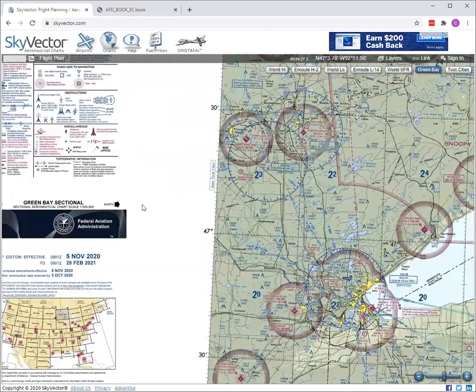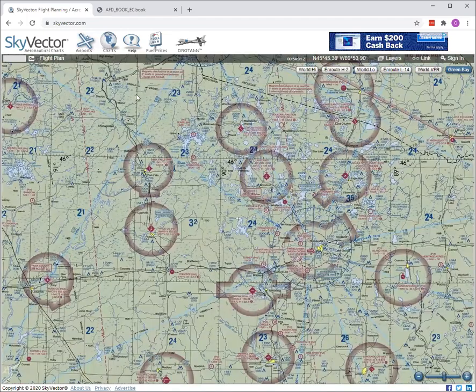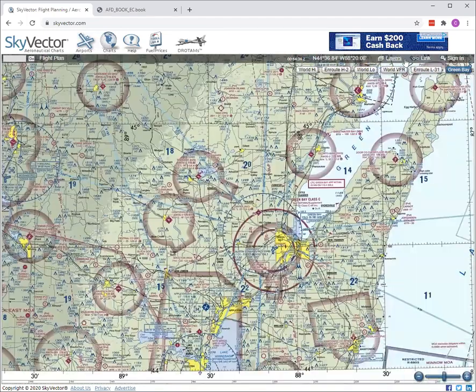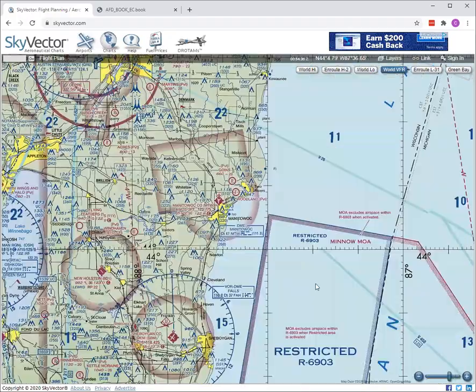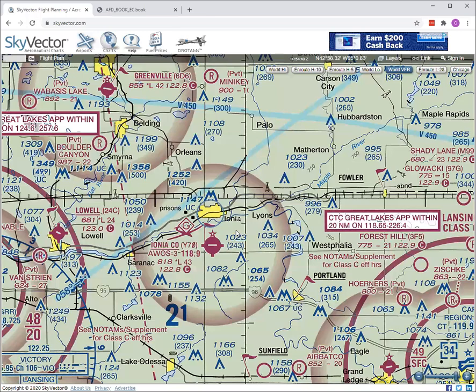All right, let's look at a few of these symbols. Yes, Ionia. Ionia County Airport has this glider symbol, and it means they have some sort of unusual activity. In this case, it means they have glider operations that go out of there occasionally, and that's just something to be aware of.